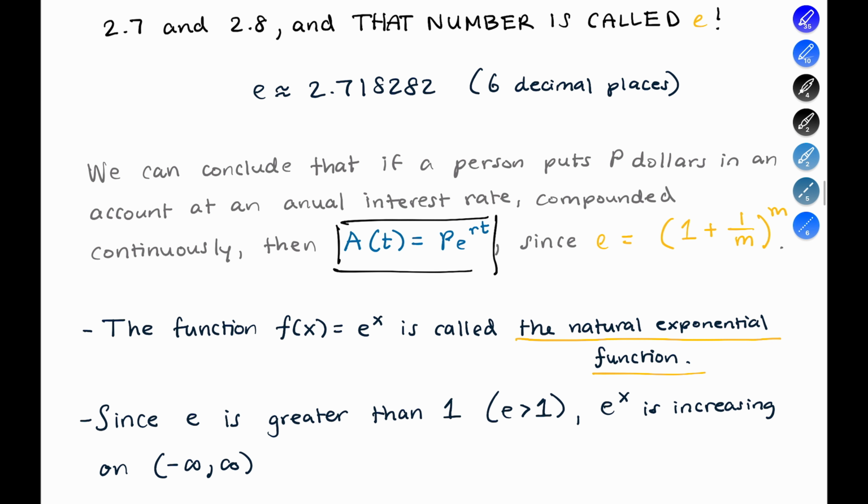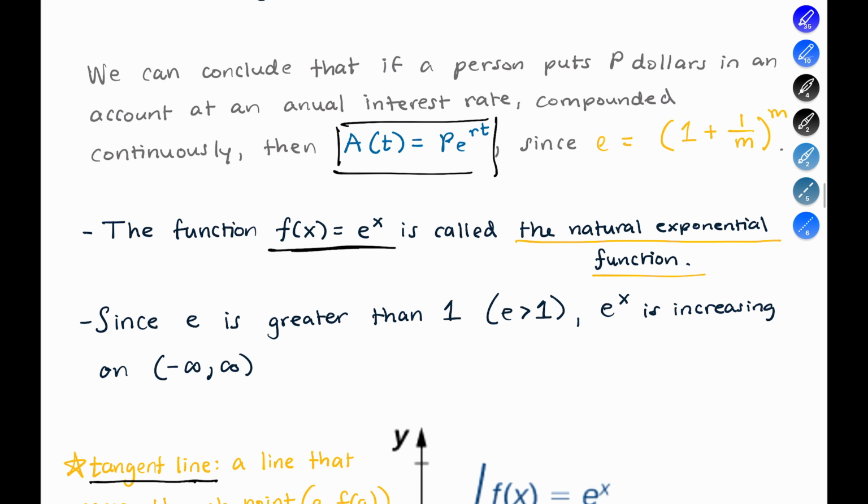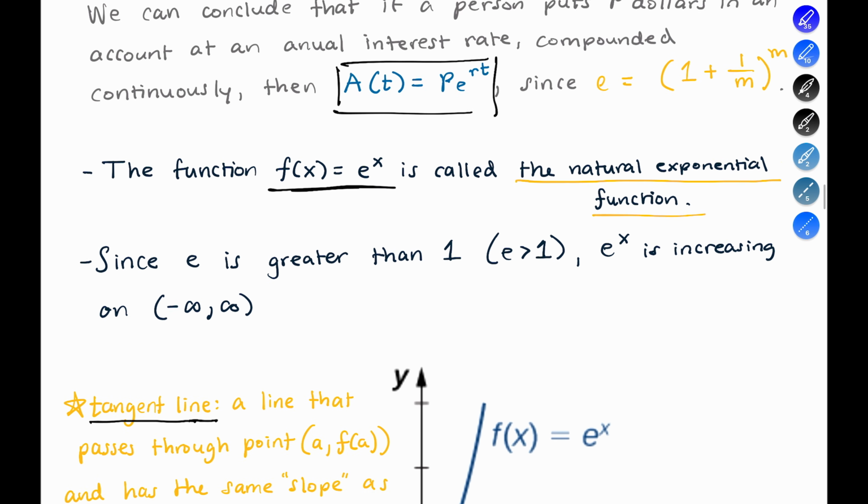And so the function f of x equals e to the power of x. This function right over here is called the natural exponential function. And since e is greater than 1, because e is equal to 2.7 something, e to the power of x is increasing from negative infinity to infinity.